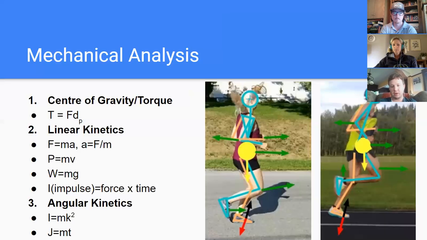And then our expert runner, as we can see there, has done a really good job of decreasing the impulse of the ground. Therefore, again, it's going to increase their efficiency of running.